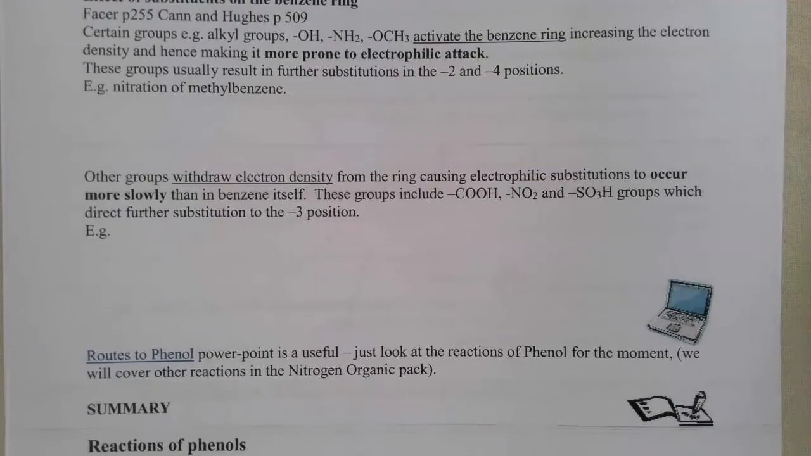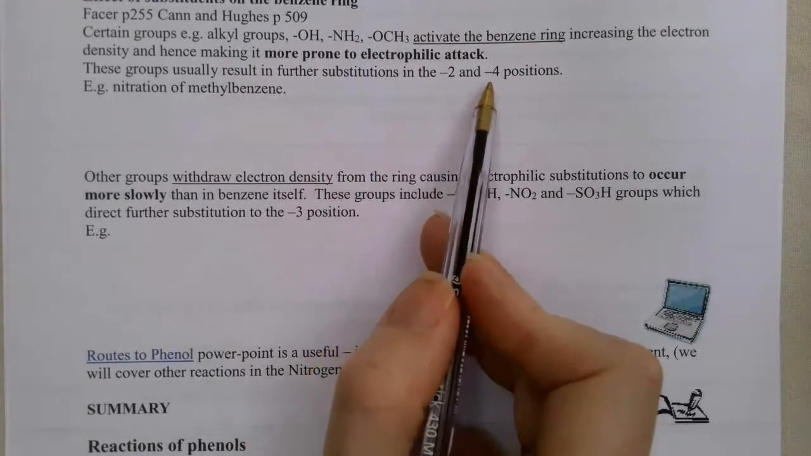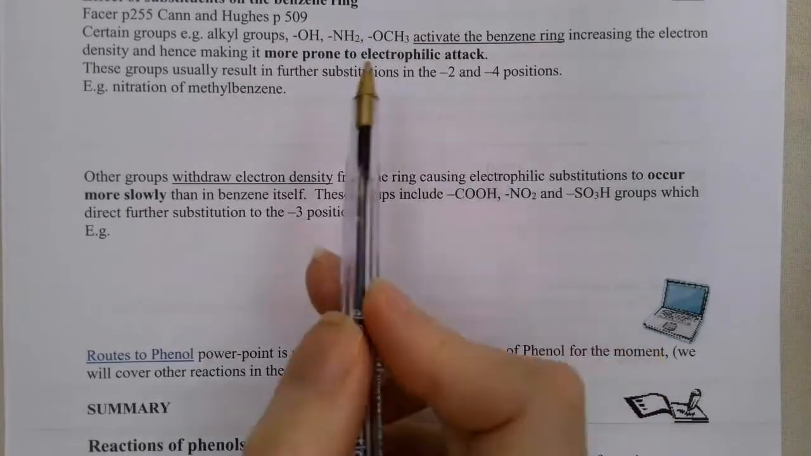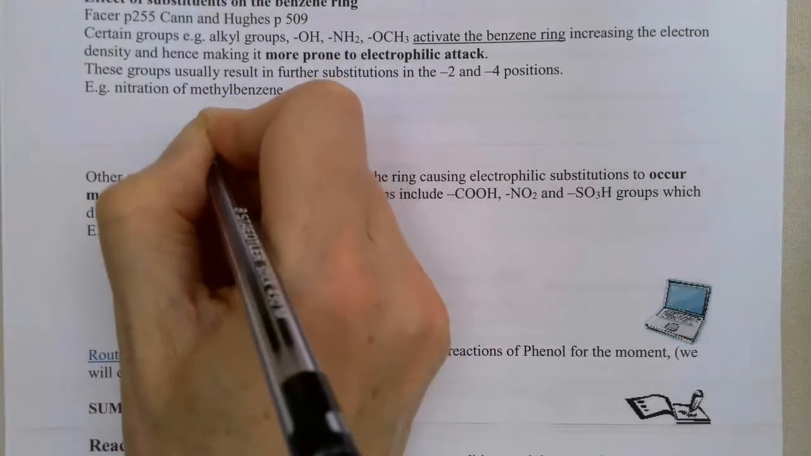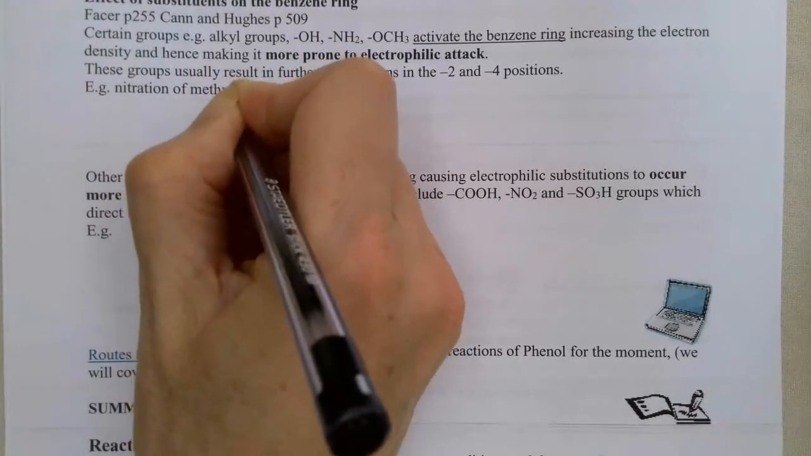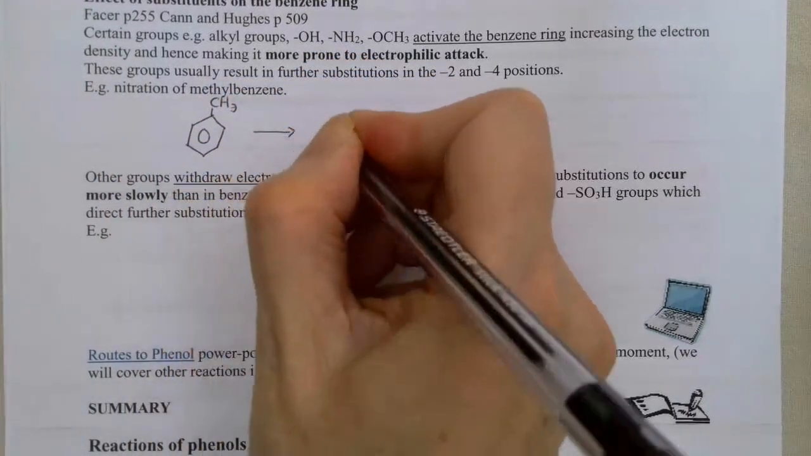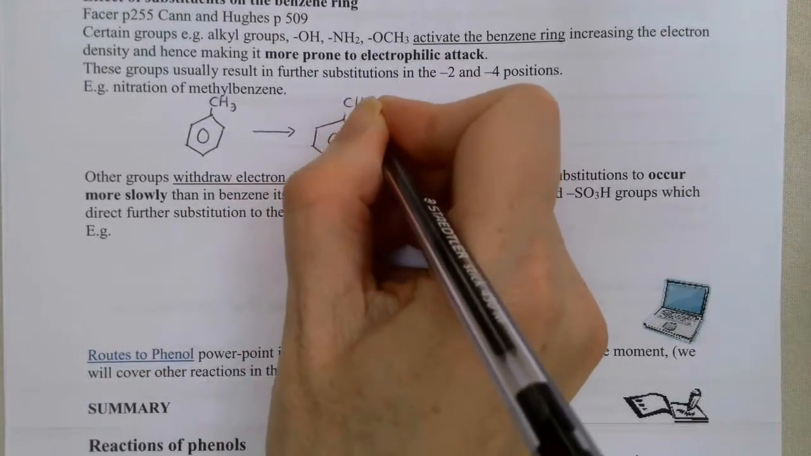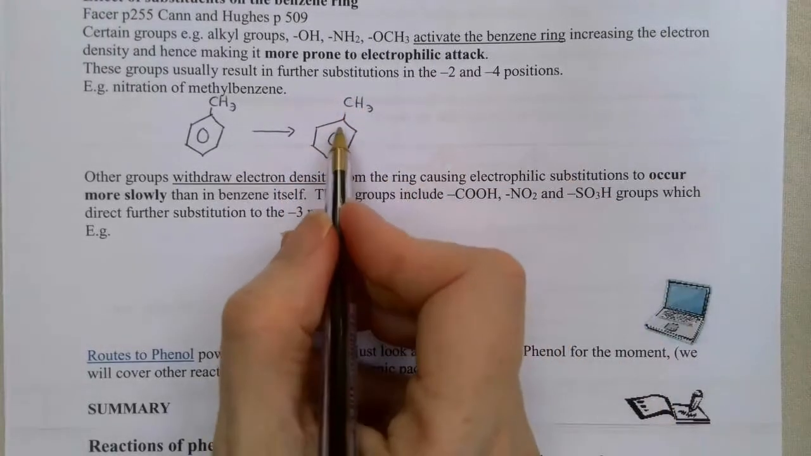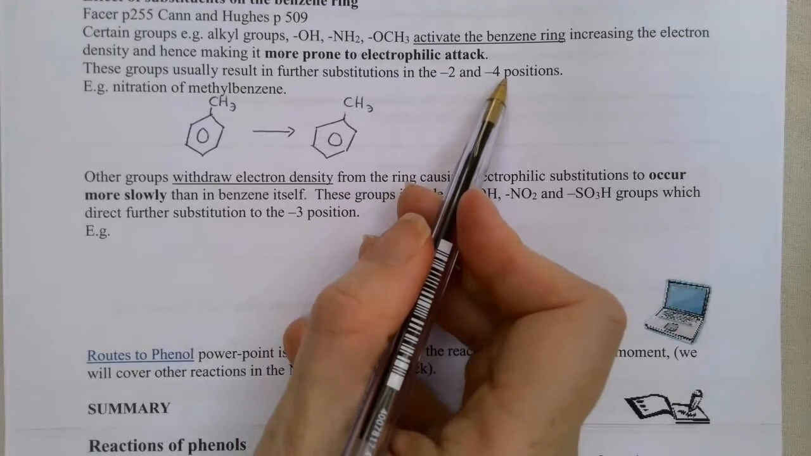There's one last thing we need to know about these substituents and their effect on the benzene ring. If you have a group which activates the benzene ring, it tends to put further substituents into the 2 and the 4 positions. So for example, if we have methyl benzene, well, methyl group on my benzene ring is ring activating. This is one of the reasons why I have to control the temperature, because this ring activating will put further substituents into the 2 and the 4 position.